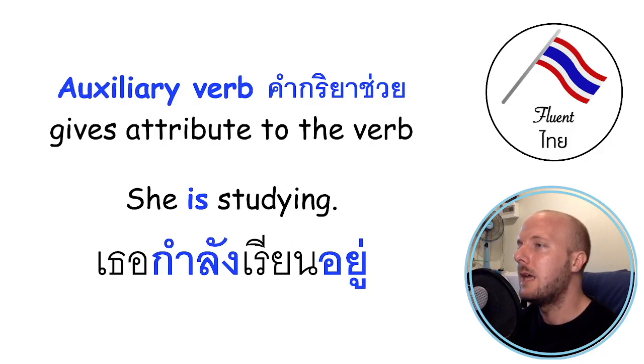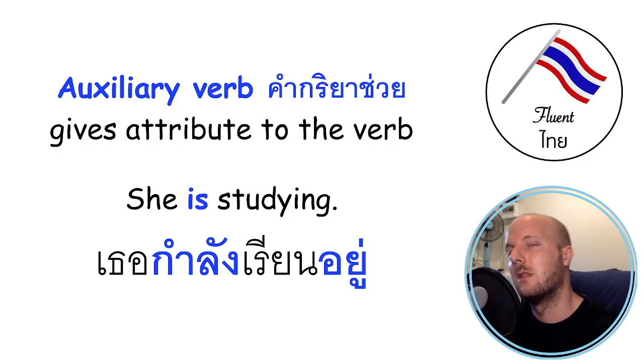Auxiliary verb, คำกริยาช่วย. There isn't an exact equivalent in Thai, but they do have a way of doing the same structure as we do in English. So it gives attribute to the verb. Basically, it usually would show the tense. It could show the mood. So for example, she is studying. So "is" is the auxiliary verb. It's used together with a continuous action, so "ing". She is studying. So in Thai they would say เธอกำลังเรียนอยู่.